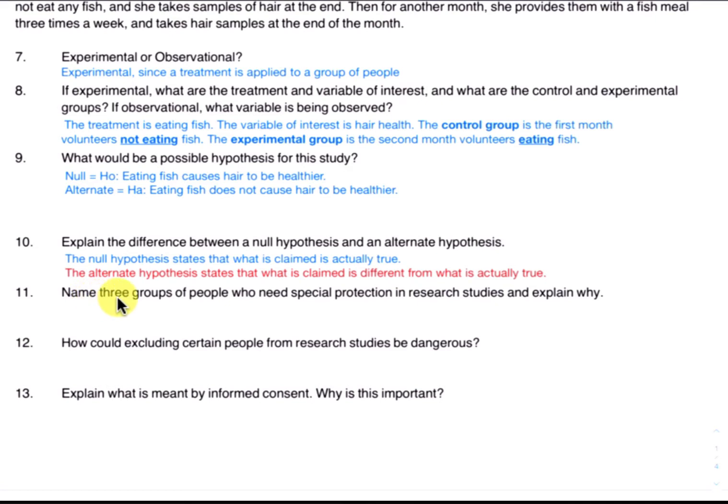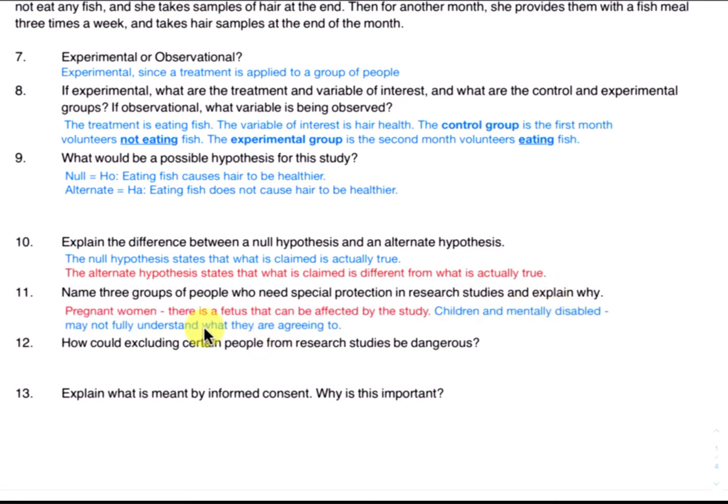Number 11, name 3 groups of people who need special protection in research studies and explain why. One group would be pregnant women. There is a fetus that could be affected by the study. And then there's 2 more groups that kind of go together. You'd have children and you have mentally disabled. Those groups may not fully understand what they are agreeing to.